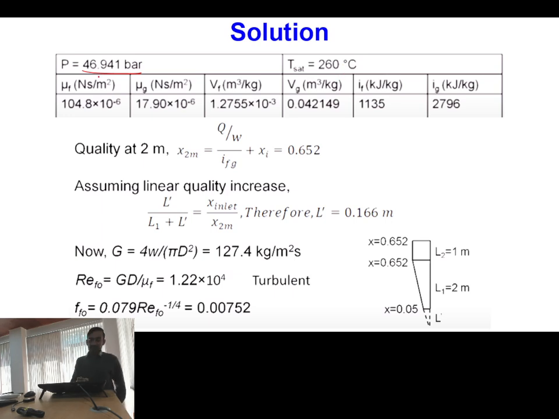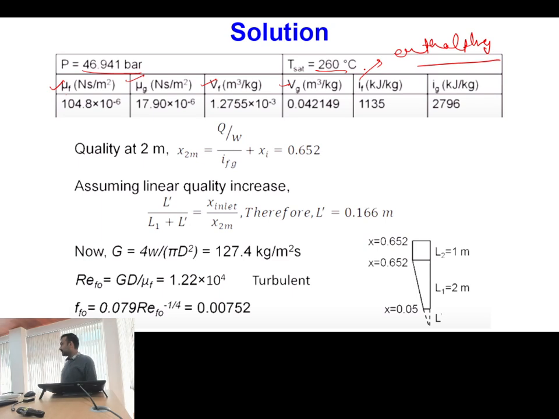Corresponding to that, pressure is 46 bar, saturation temperature is 260 degrees Celsius, and the corresponding values of dynamic viscosities of liquid and gas, specific volume of liquid and gas, and the symbol I over here is for enthalpy. Corresponding values of enthalpies of liquid and gas are given. Now, again using the energy balance equation, this we have done in the previous class also.